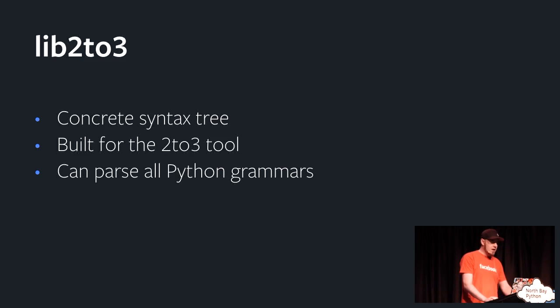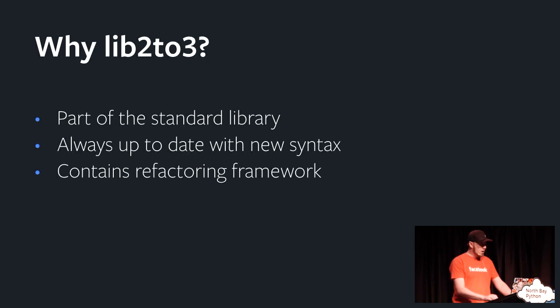So this is a concrete syntax tree that was originally built for the 2-to-3 code conversion tools. Because of this, it has the benefit of being able to parse both Python 2 and Python 3 grammar. And there are alternatives to lib2to3 that you could use, like rope or baron.